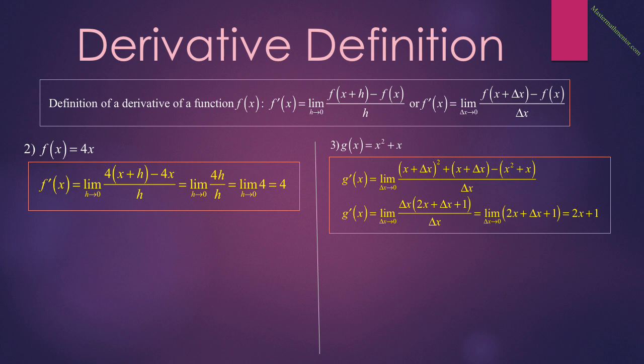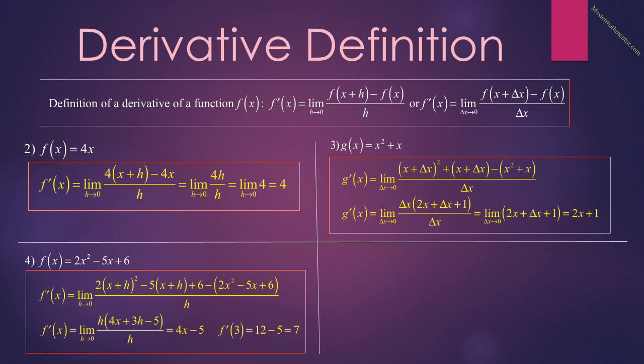But we are able to factor out a delta x times the quantity 2x plus delta x plus 1 all over delta x. And the delta x's cancel, getting the limit as delta x approaches 0 of 2x plus delta x plus 1. And therefore, the derivative is simply the expression 2x plus 1.